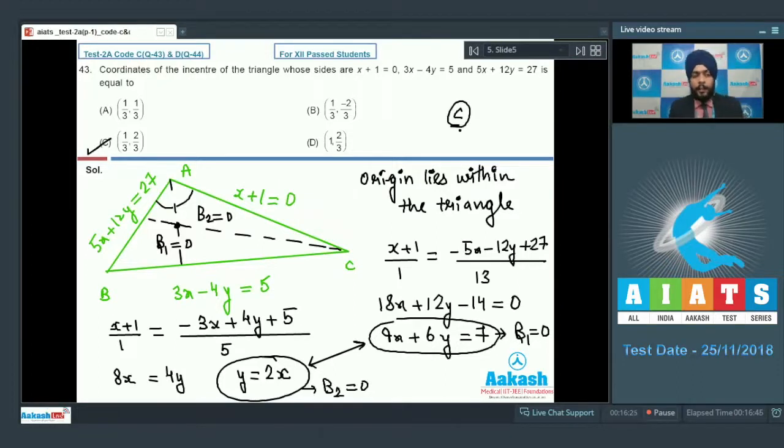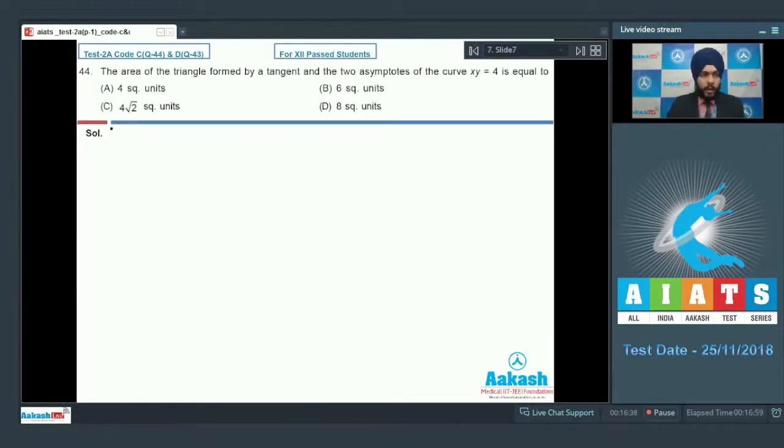Okay. Let us move forward to question number 44. Question 44 says: find the area of the triangle formed by a tangent and the two asymptotes of the curve xy = 4. A very simple problem.